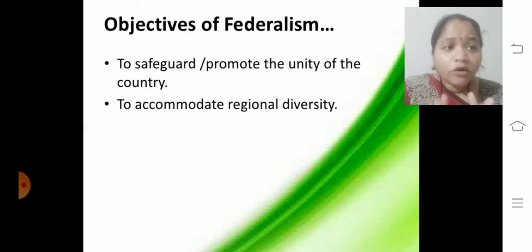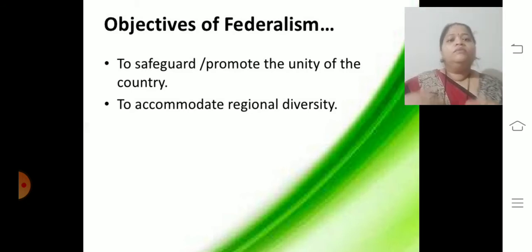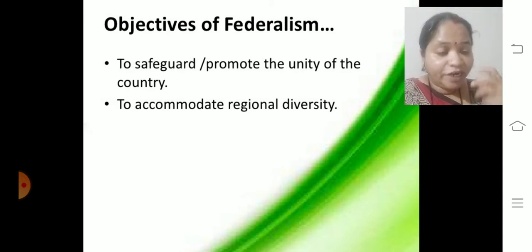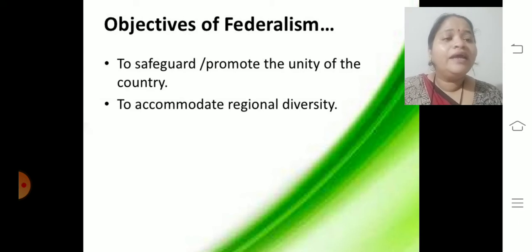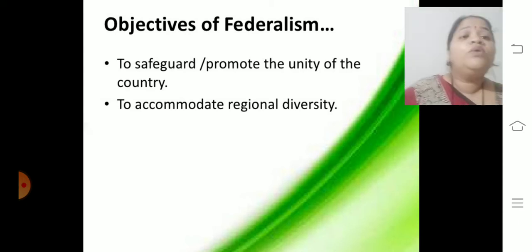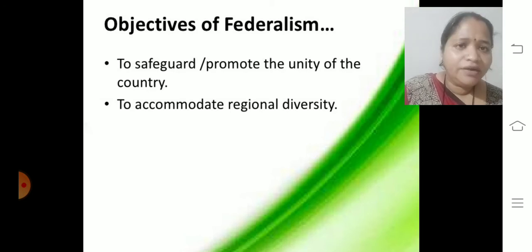Now what is the main objective of federalism? Why are we working under federalism? Why did we adopt the federalism type of government? Because the main thing is to safeguard and promote what? The unity of the country. Nobody should feel dominated by any majority or any minority. Federalism divides the power and everybody is able to contribute to the decision, and here we are able to safeguard and promote the unity of our country.